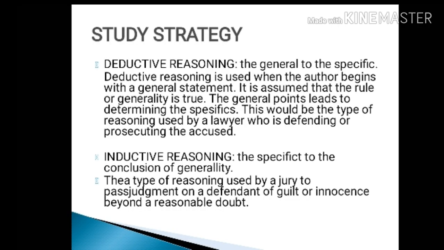Okay, the first explanation is about study strategy. There are two study strategies. The first is deductive reasoning. The second is inductive reasoning. Deductive reasoning is used when the author begins with a general statement. It is assumed that the rule or generality is true. The general points lead to determining the specifics. This will be the type of reasoning used by a lawyer who is defending or prosecuting the accused.